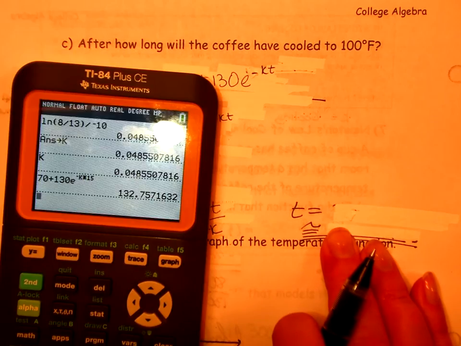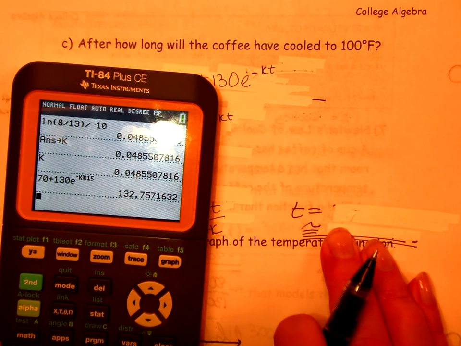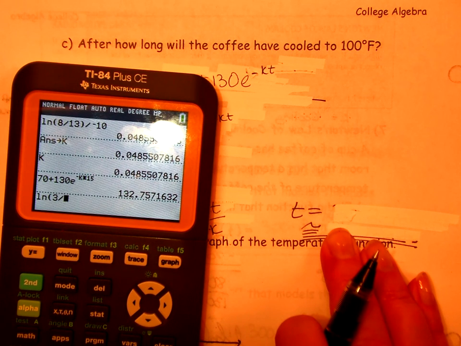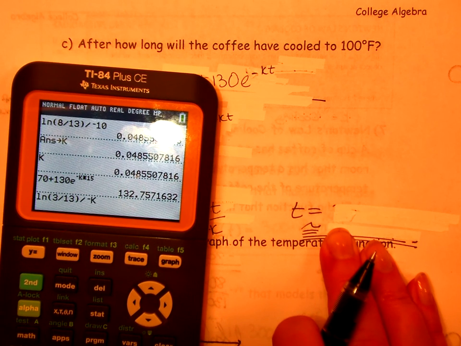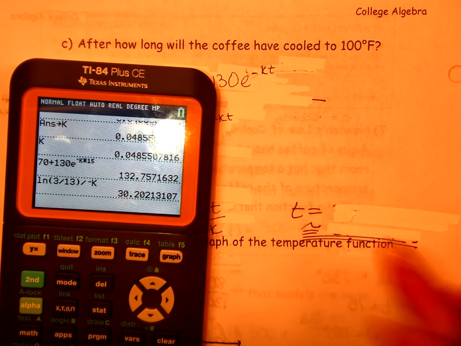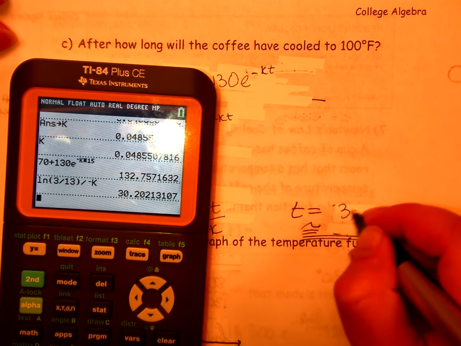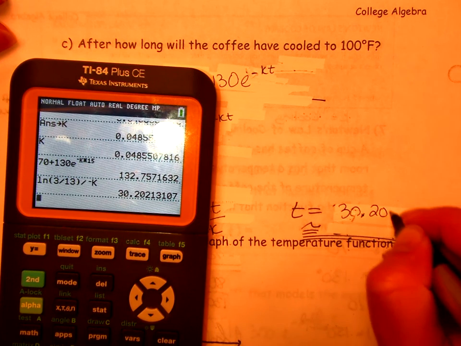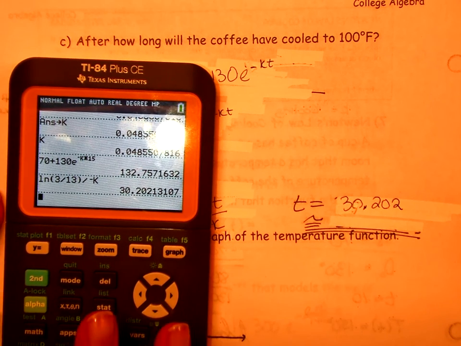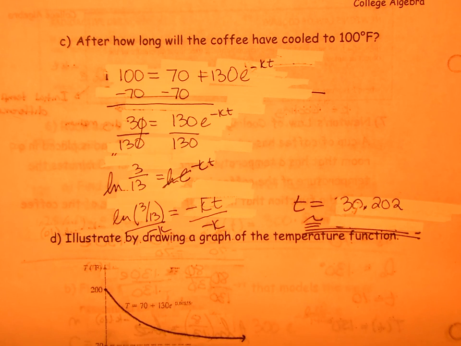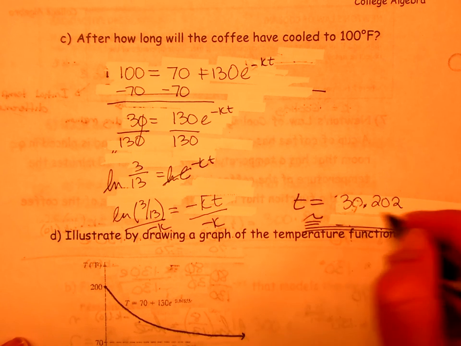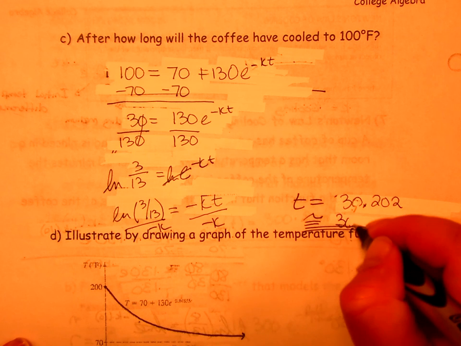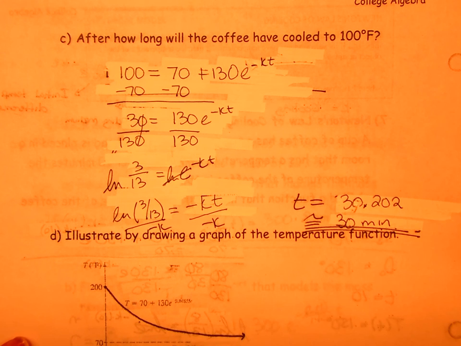So ln 3/13 divided by negative alpha k is going to give me 30.202. Okay, so I will need to leave that coffee to cool for 30 minutes, right, if I want to drink it at 100 degrees.